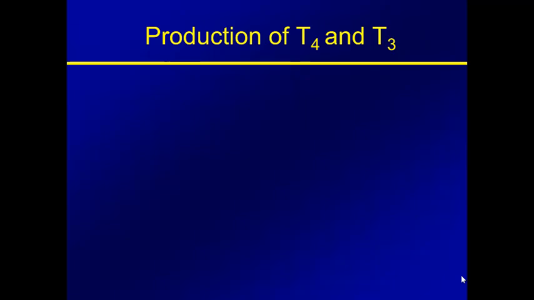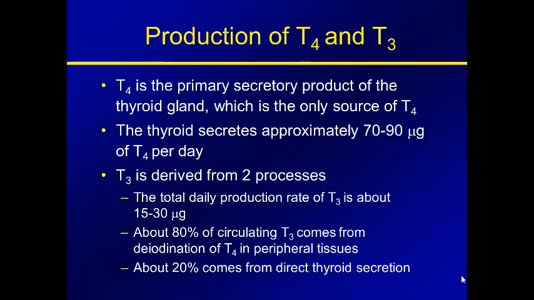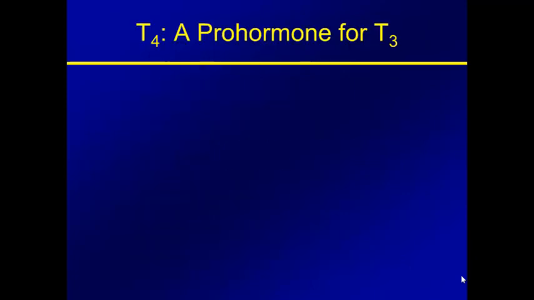Production of T4 and T3. T4 is the primary secretory product of the thyroid gland, which is the only source of T4. The thyroid secretes approximately 70 to 90 microgram of T4 per day. T3 is derived from two processes. The total daily production rate of T3 is about 15 to 30 microgram, and about 80% of circulating T3 comes from deiodination of T4 in the peripheral tissue. About 20% comes from direct thyroidal secretion. So transformation from T4 to T3 is 80%, and only 20% from the thyroid itself.